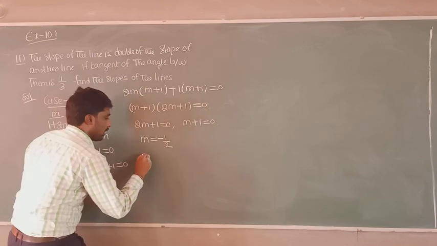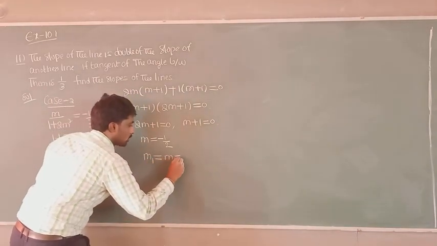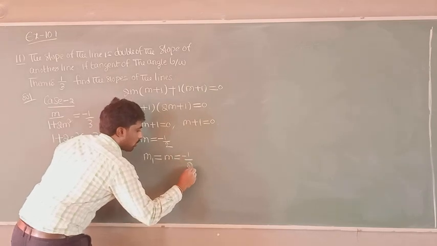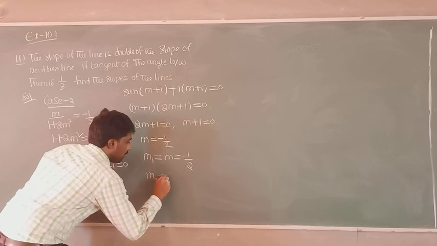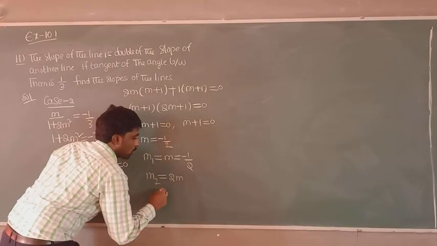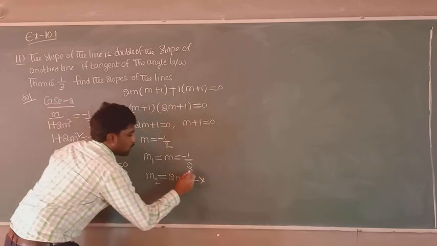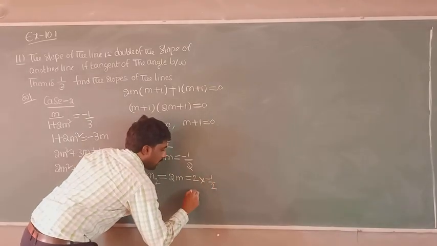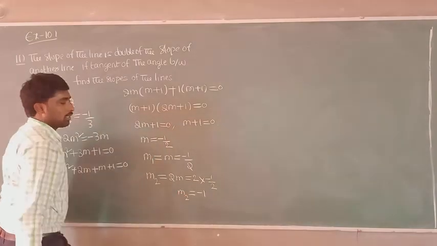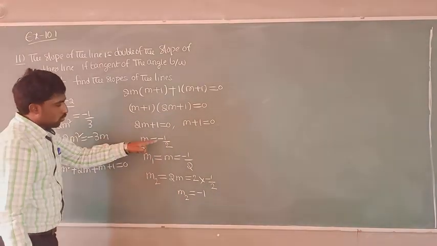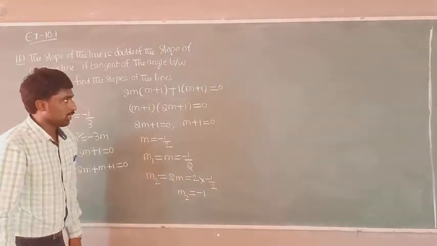If m equals minus 1 by 2, what is the m1 value here? m1 equals small m, so this is equal to minus 1 by 2. m2 equals what? 2m. So 2 into minus 1 by 2, this value becomes equal to minus 1. m2 equals minus 1. Whenever m equals minus 1 by 2, m1 equals minus 1 by 2 and m2 equals minus 1.